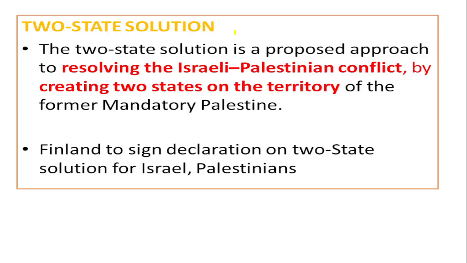Two-state solution is a proposed approach to resolving the Israel and Palestinian conflict by creating two states on the territory of the former mandatory Palestine. Now here the latest status quo is that Finland is to sign a declaration on the two-state solution for Israelis and Palestinians.